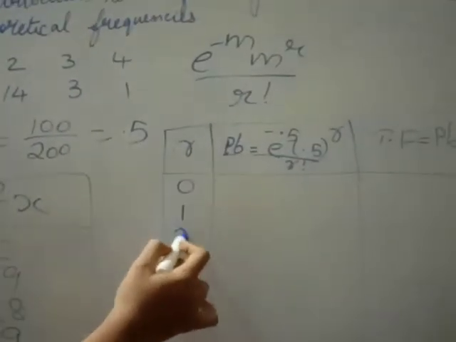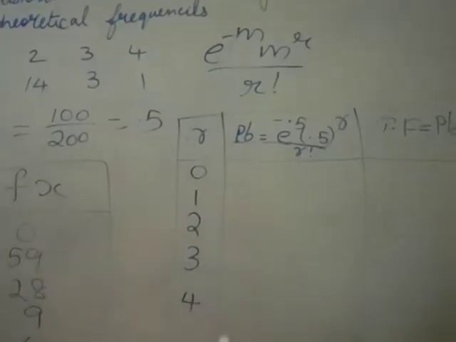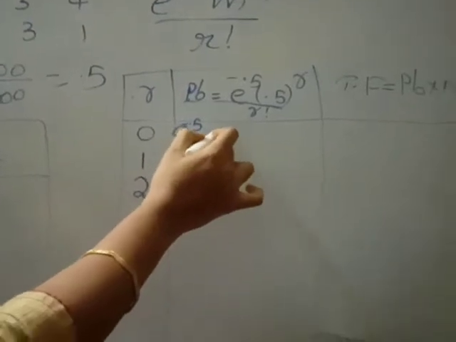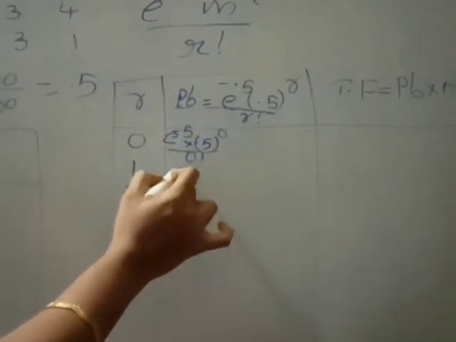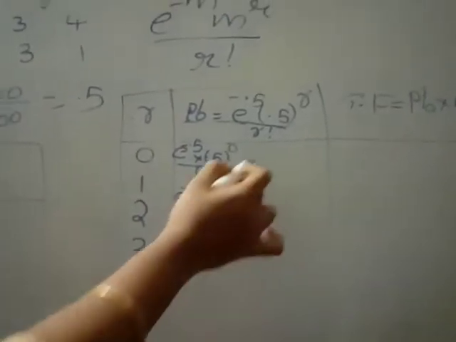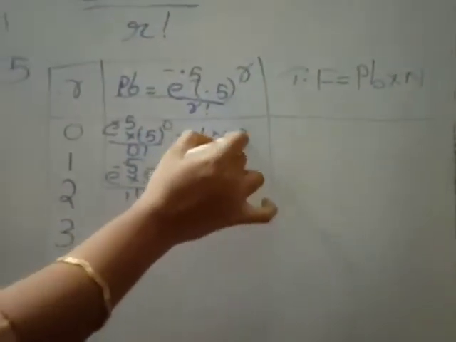So r values are 0, 1, 2, 3 and 4. Substitute over here: e raised to minus 0.5 into 0.5 raised to 0 by 0 factorial. Next, it is e raised to minus 0.5 into 0.5 raised to 1 by 1 factorial. The same thing you can repeat here. What is your e raised to minus 0.5 value? It is 0.6065. The rest of the value will be 1.